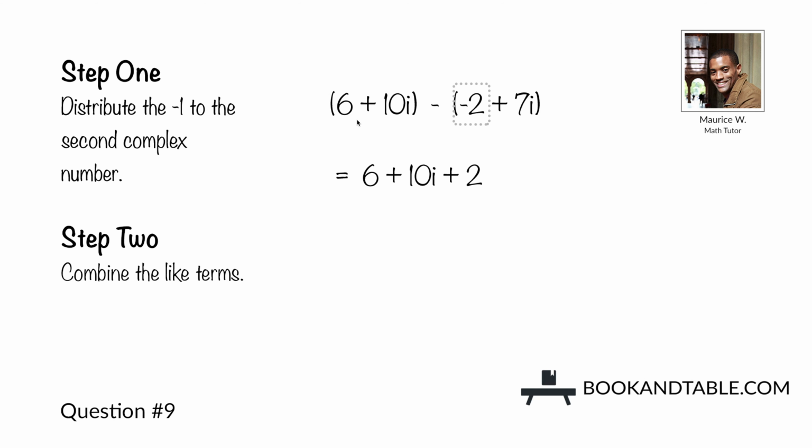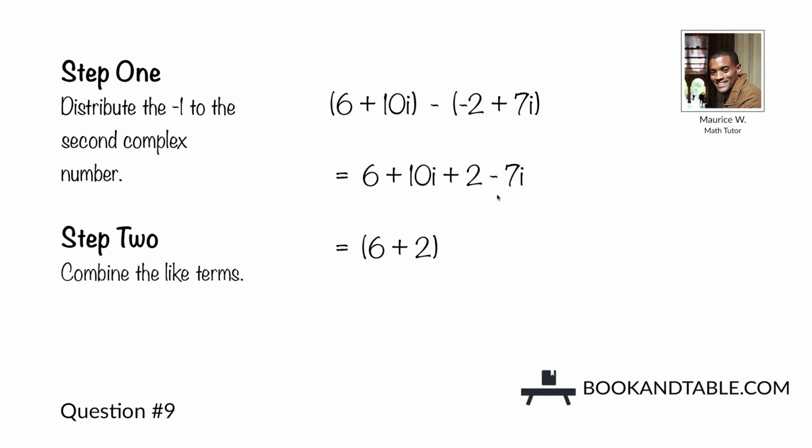Our first complex number, 6 plus 10i, has a coefficient of positive 1. Anything times 1 is just itself, so we can bring down the first complex number without doing anything to it. Here, this negative is a negative 1 that needs to be distributed to both of these numbers in here. So that gives us negative 1 times negative 2, which is positive 2. Negative 1 times positive 7i gives us negative 7i. So we are left with 6 plus 10i plus 2 minus 7i.